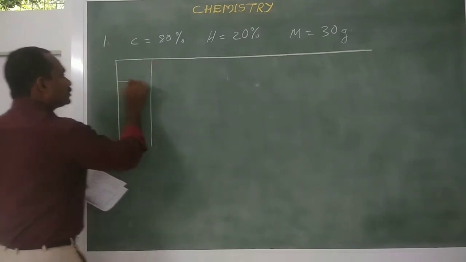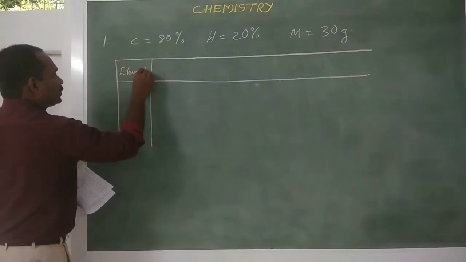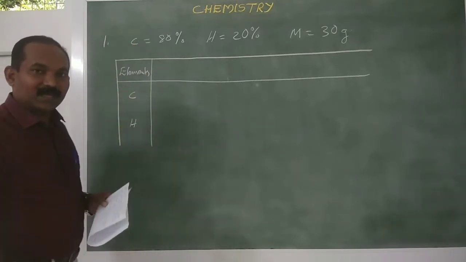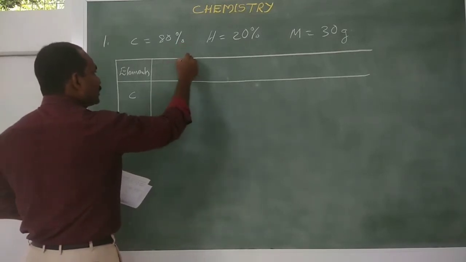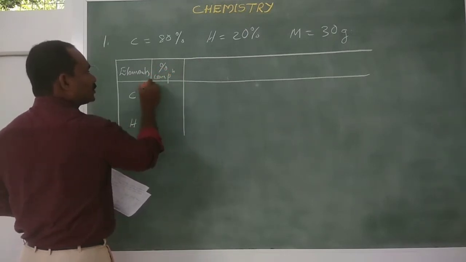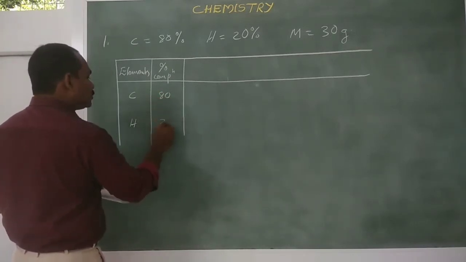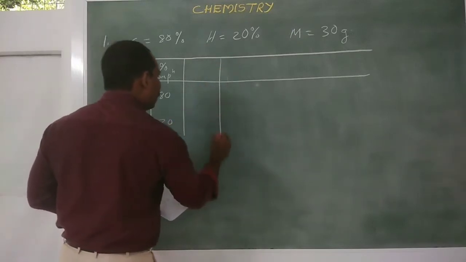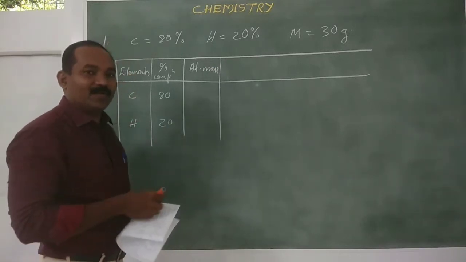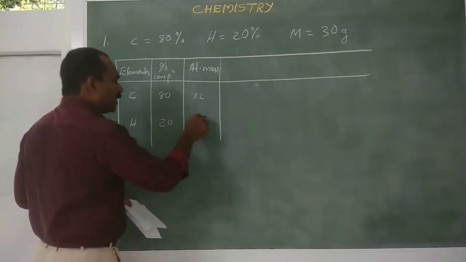The first column is elements. The elements are carbon and hydrogen. Then the second column is percentage of composition, I have shortly written composition. It is 80%, 20%. The third column is atomic mass. Atomic mass of carbon is 12, that of hydrogen is 1.